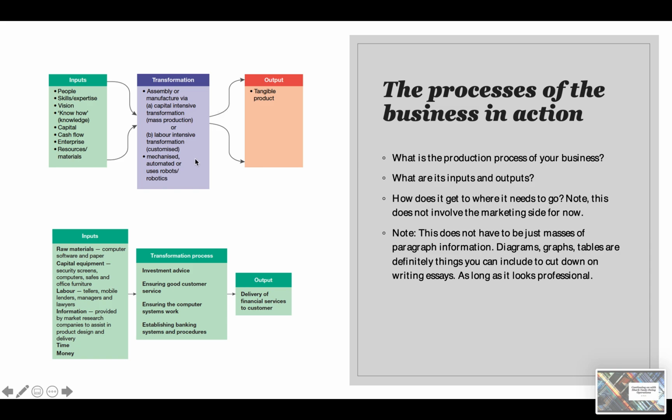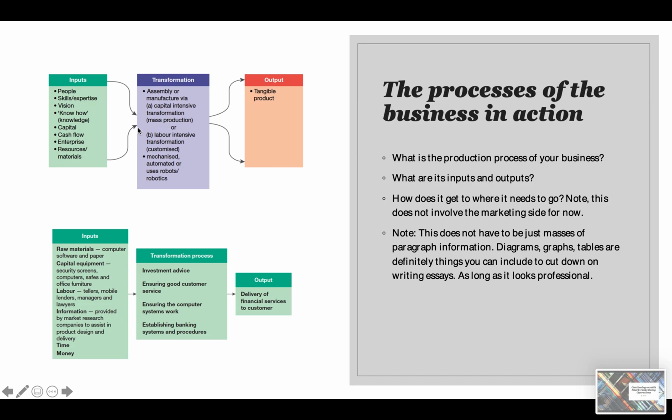And the output is the muffin, okay? So you are going to have to talk about what's going to be the process of your business here, okay? What's going to be the outputs, what's going to be the inputs needed for your output, and how are they going to be transformed into that output, okay?